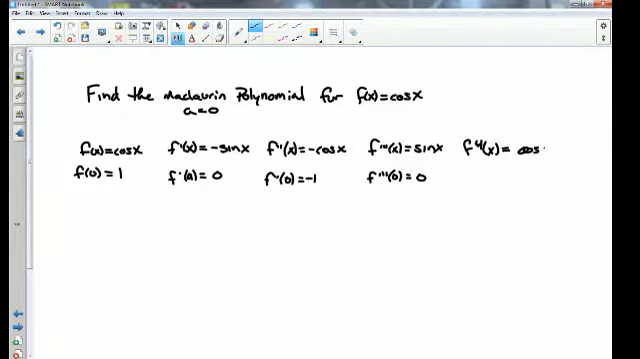Cosine. Why is it that only the odd terms? Because they're zeros.